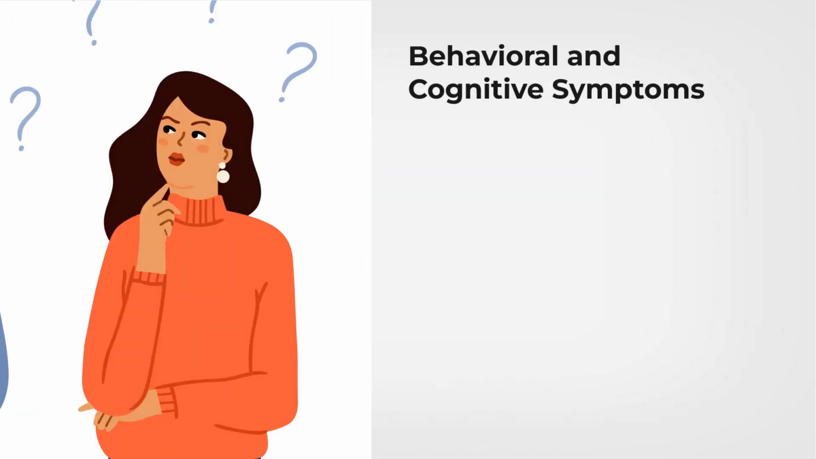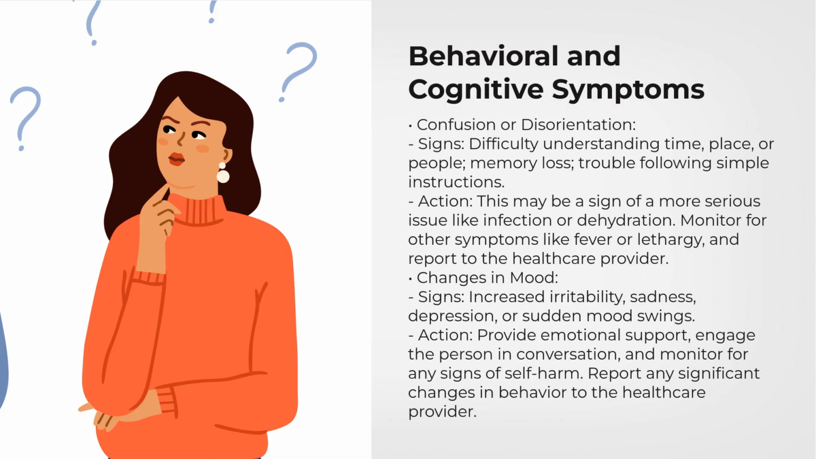Behavioral and cognitive symptoms. Confusion or disorientation. Signs: difficulty understanding time, place, or people, memory loss, trouble following simple instructions. Action: this may be a sign of a more serious issue like infection or dehydration. Monitor for other symptoms like fever or lethargy, and report to the healthcare provider.